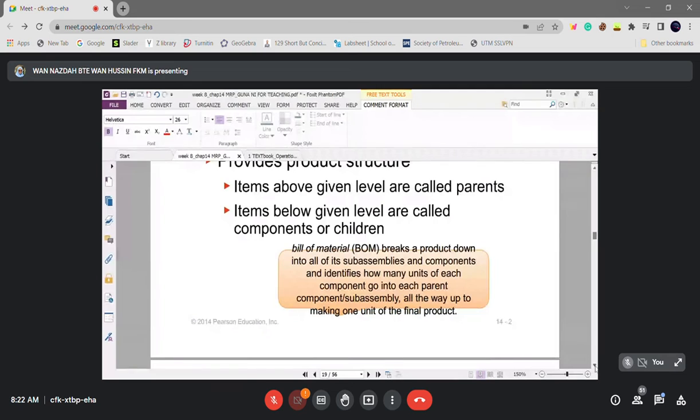Okay, so can you write down the meaning, the definition for the bill of material? Tulis sekarang definition.